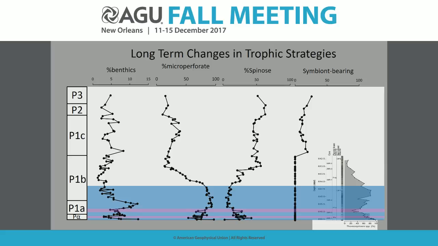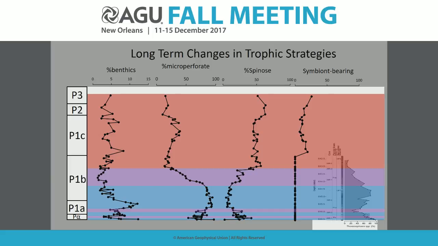of the Paleogene, and then we start to decline, and you can see this drop in microperforates and this slow increase in spinose forms. At the same level, we start to see this general decrease in the bloom taxa from the phytoplankton that Heather's counted. And that continues on up through the rest of the section, where we have this lower productivity, more oligotrophic interval towards the top.